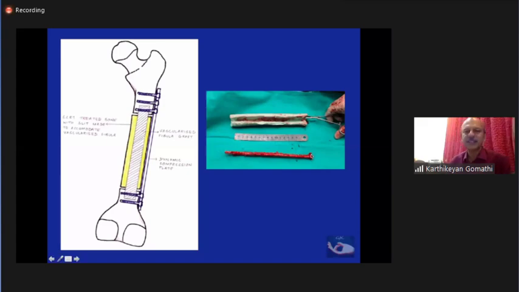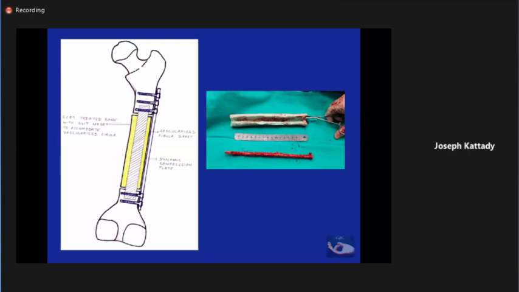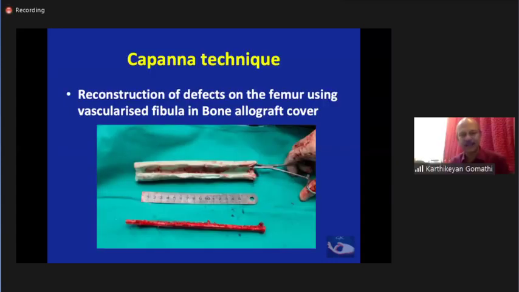Here you can make out the bone allograft. A slit has been made in it, and within that the vascularized bone graft is going to be done and the anastomosis will be done. This is to ensure that the growth of this fibula, which may be too small for the big femur, can encompass that allograft once it starts growing, and you can get a good thick bone. So that is the Capanna technique.